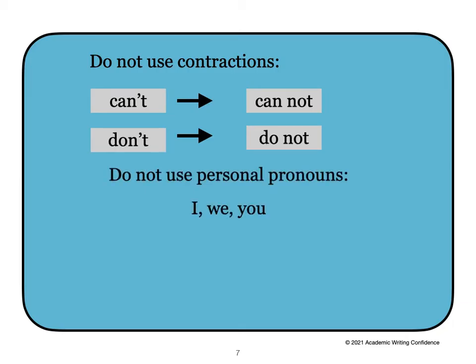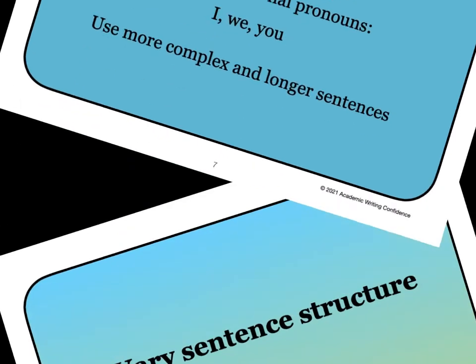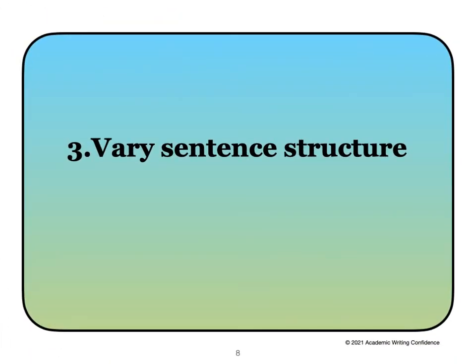Also in academic writing, we usually do not use the words I, we, or you in the essay. In formal writing, you also need to use more complex and longer sentences. Along with more complex or longer sentences, you also should vary the sentence structure and the sentences in your essay.